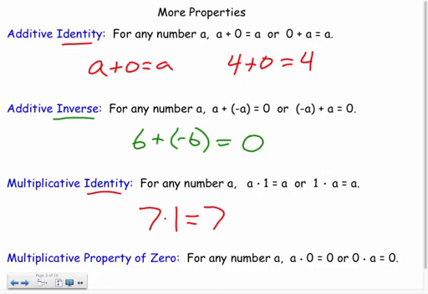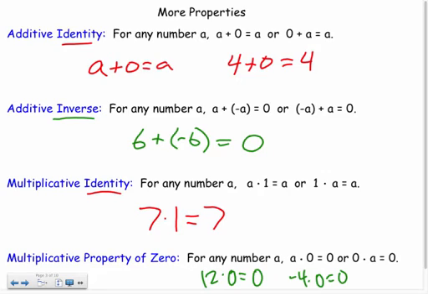And lastly on the bottom, multiplicative property of 0. Well, if you multiply anything by 0, you get what? 0, right? Doesn't matter. If I took 12 times 0, I get 0. Even if I have a negative number, negative 4 times 0 is 0. Okay, so that's the multiplicative property of 0.